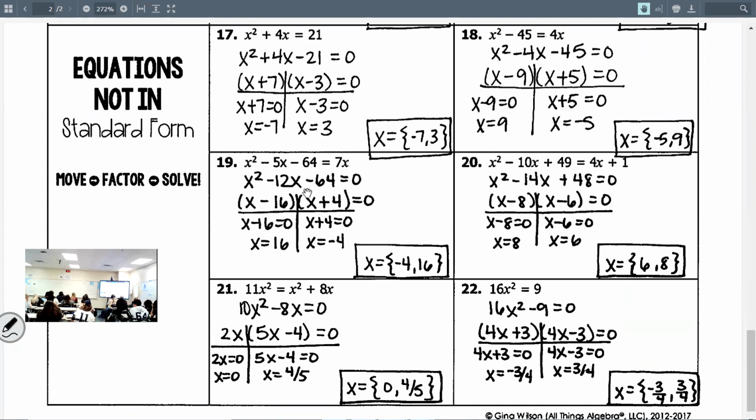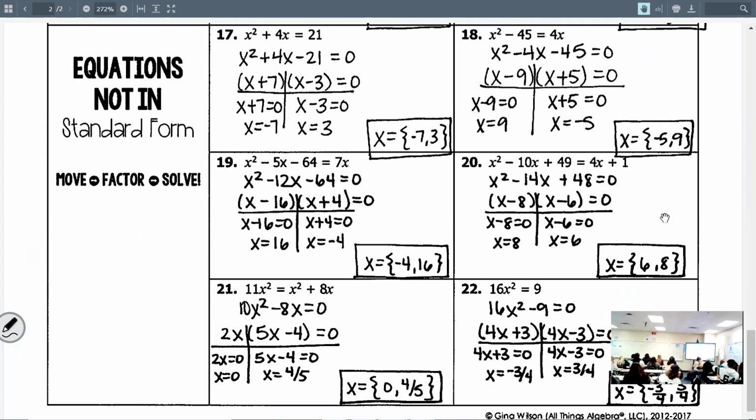All right, so number 19. You needed to move that 7x. How can I make that 7x 0? Do I add, subtract, multiply, divide? Subtracting it would make it 0. So then I do that on the right side, because that's what the instructions say to do, is to set it equal to 0. I do it on the left side, because whatever you do on one side of the equal sign, do to the other side as well.